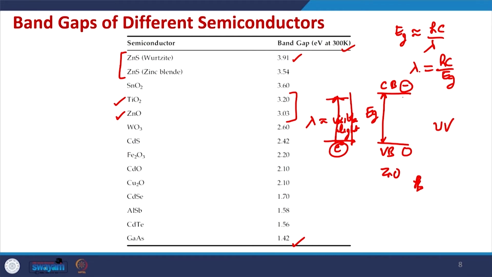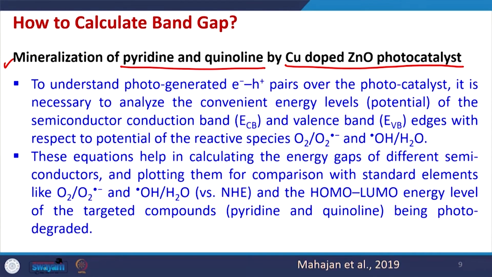So, we have some localized conduction band or valency band created either here or here. If we can do this, that is the reduction in the band gap. That is why copper doped zinc oxide photocatalyst was created, and it has been used for pyridine and quinoline, which are difficult to oxidize compounds.